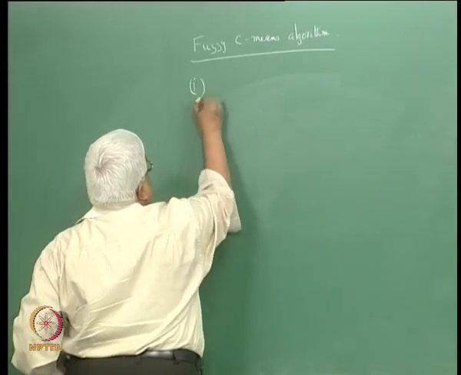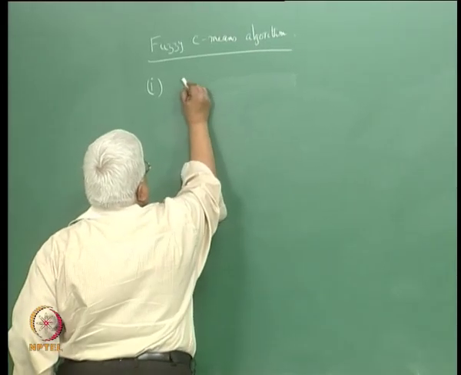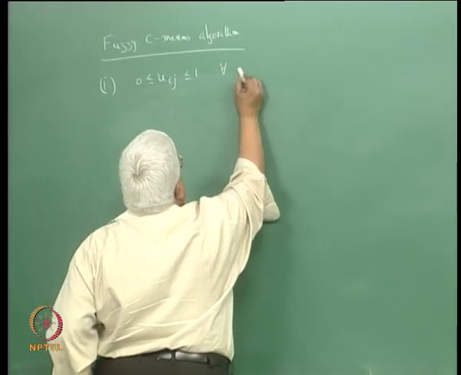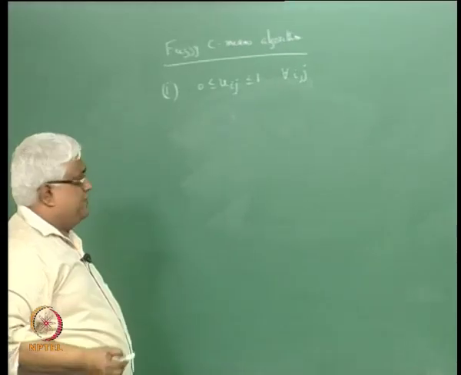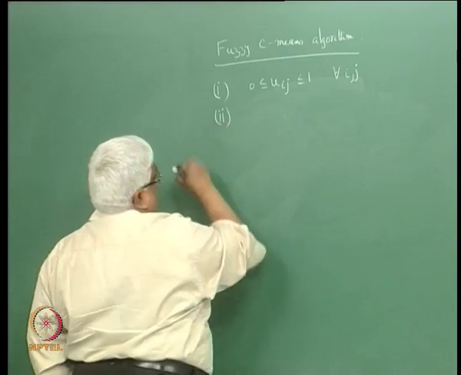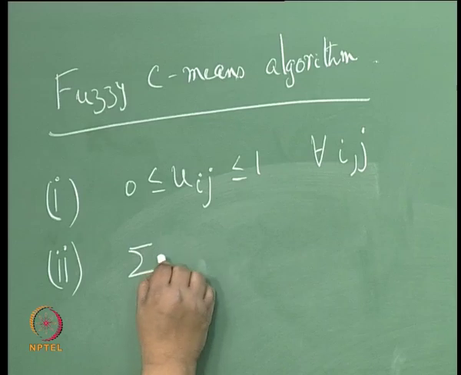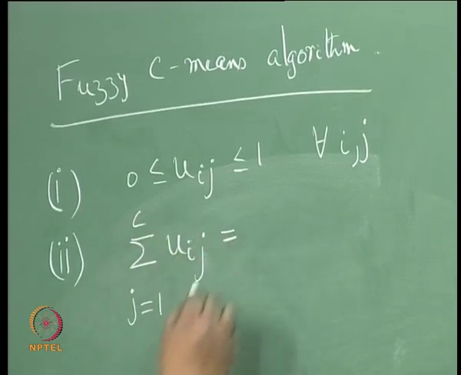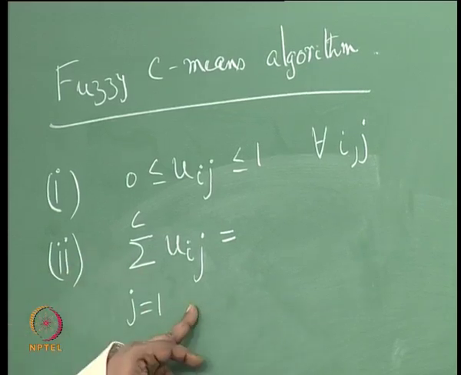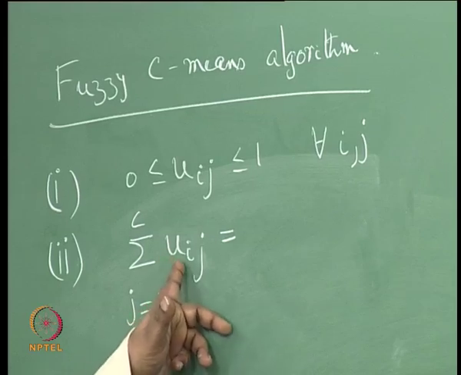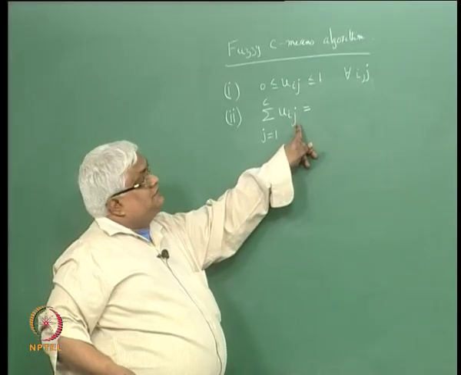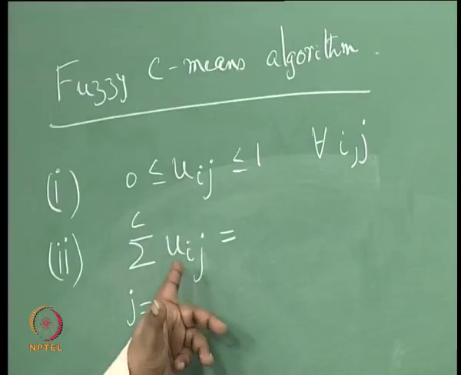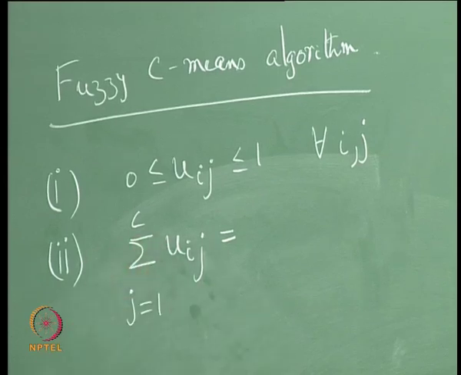The first property is naturally 0 less than or equal to u i j less than or equal to 1 for all i, j membership values. Second, summation of u i j, j equal to 1 to c. This means you have fixed the ith point, its membership for the first set is u i 1, membership for the second set is u i 2, membership for the cth set is u i c. So, this summation is equal to 1.